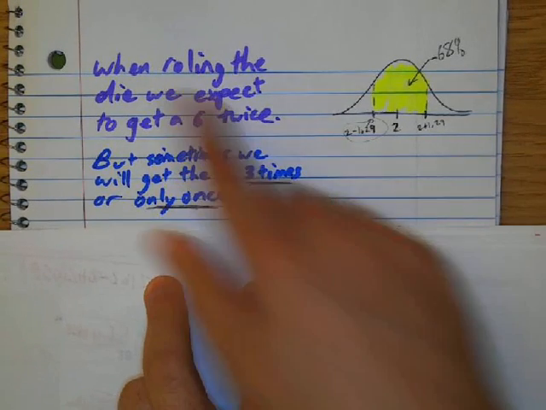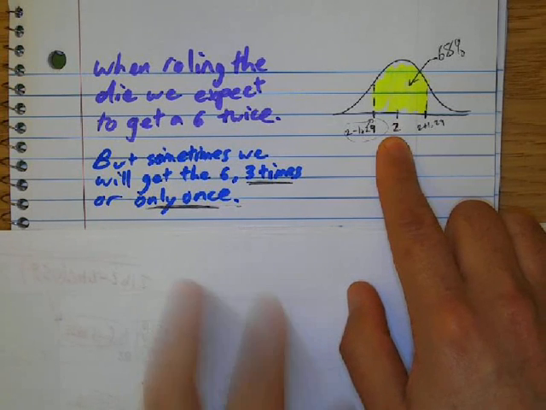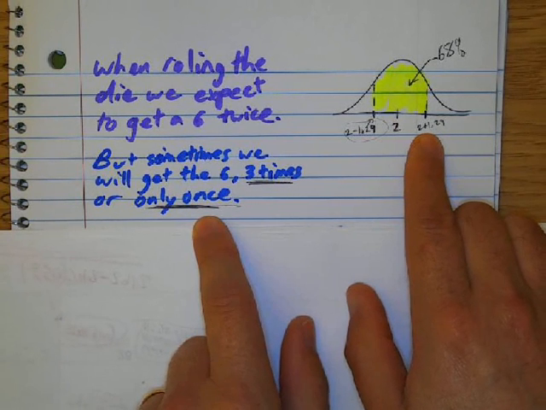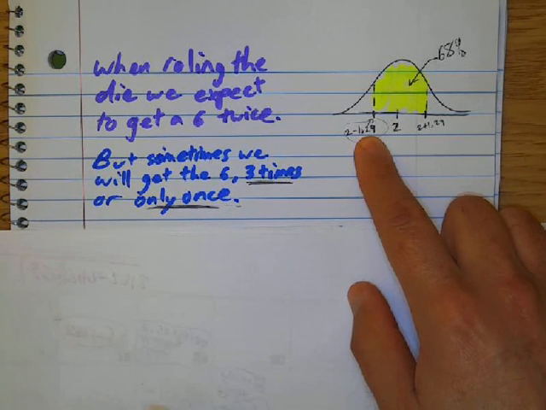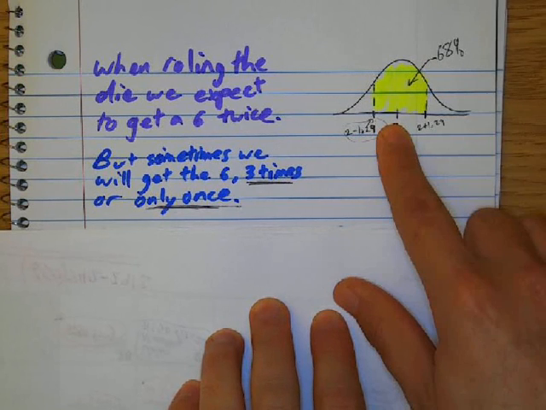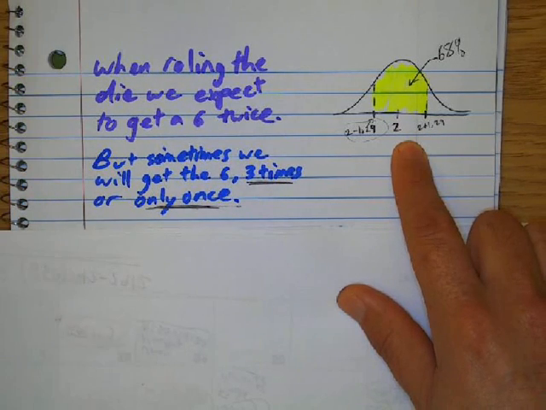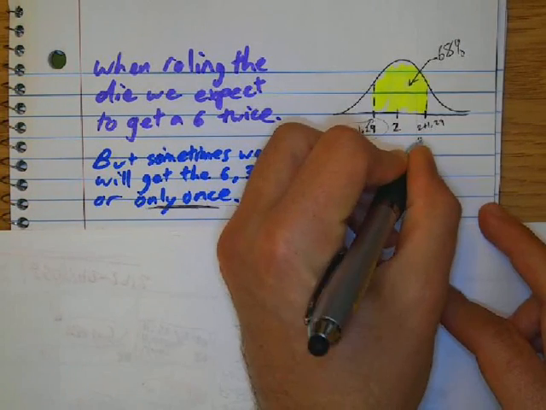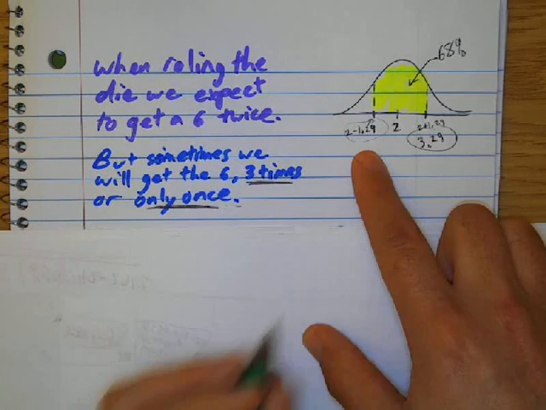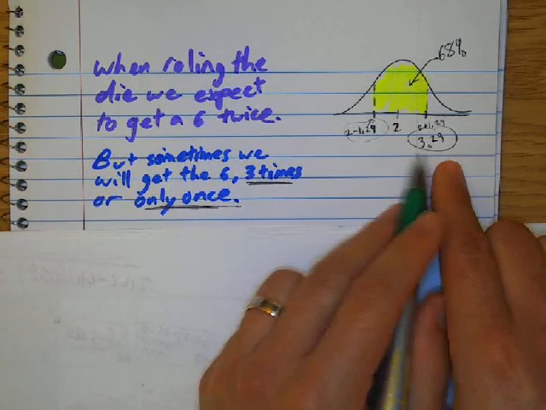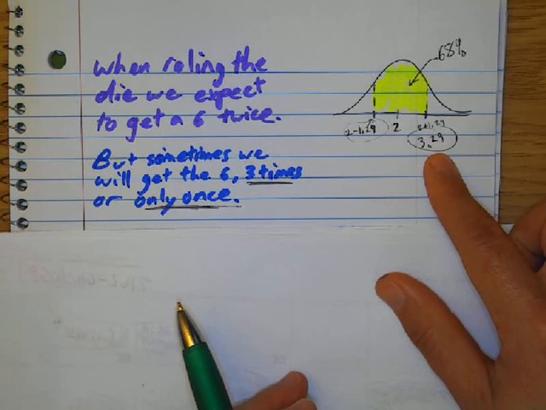Hopefully this will help make more sense. Okay, so if I roll a die, we know that we expect that we're going to get a 6 twice. But sometimes we're going to get a number 6 three times. Sometimes we're going to get a number 6 only once, right? That's what happens when you roll a die, right? But standard deviation wants to know 68% of the time, what are you going to get? So if I add 1.29 to 2, we get 3.29, and if I subtract 1.29, we get a number smaller than 1. But you're not going to get a fraction of a number 6, right? You're going to get a whole number 6.